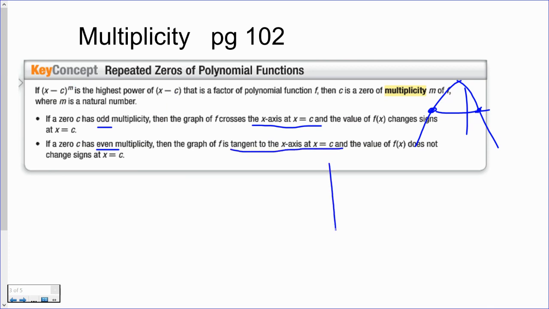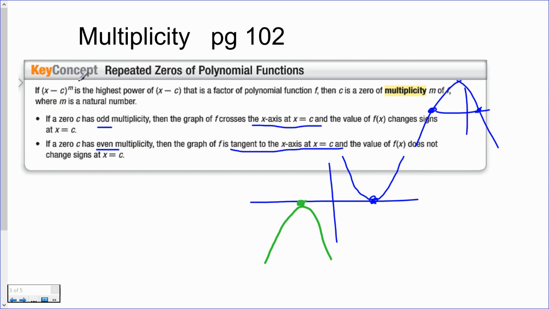Now, what that means is it's going to hit and bounce back. So if that's right here, if it's coming from this, it's going to hit and then come back. It's going to bounce off the graph. Or if, let's say, it was a different one, maybe it was underneath already, then if it's underneath, it's going to hit and then go back down. So that's what it means with even multiplicity.